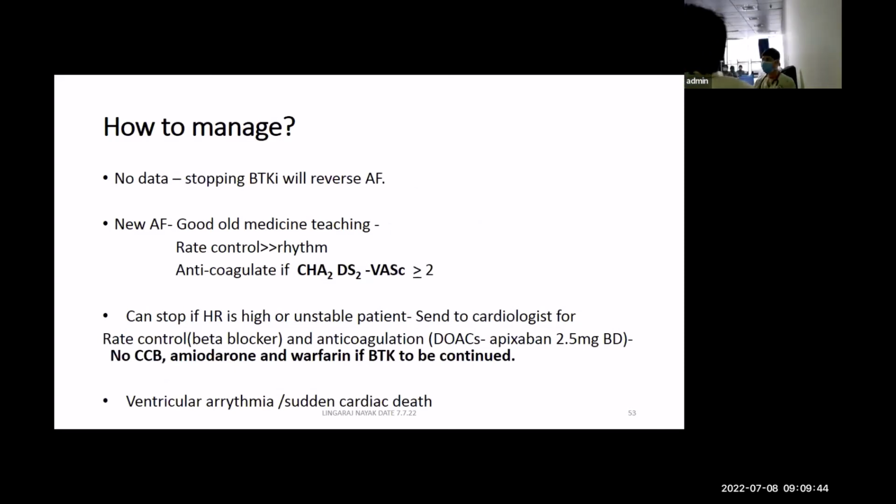So what do you do? How to manage that? There is no data that if you stop ibrutinib, atrial fibrillation stops. So that's how it is. Once there is atrial fibrillation, very few will revert, but most will not revert. So it is going to stay with the patient.